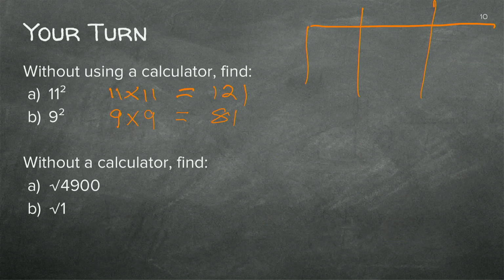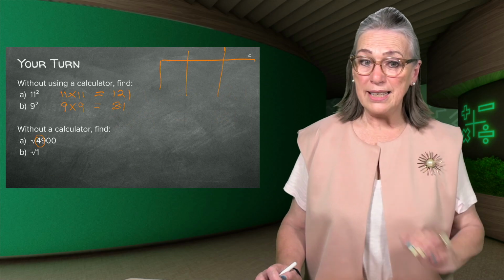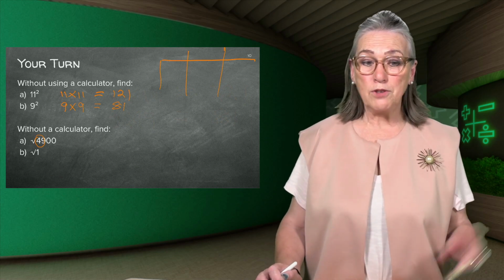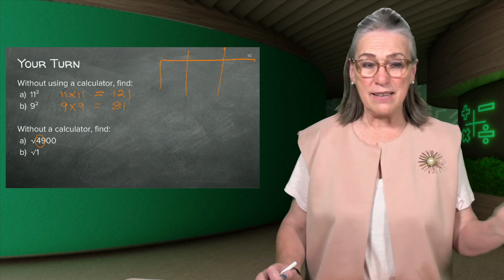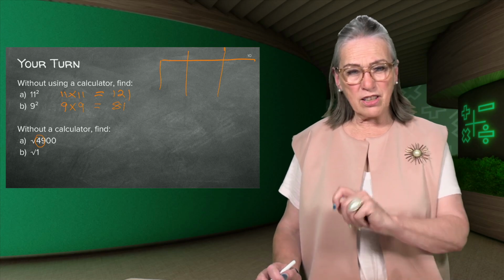So we are going to say, I wonder how many of you realize that 49 is actually a number that we know. What is that? The square root of 49 is 7, because 7 times 7 is 49. So now we've just got the zeros.